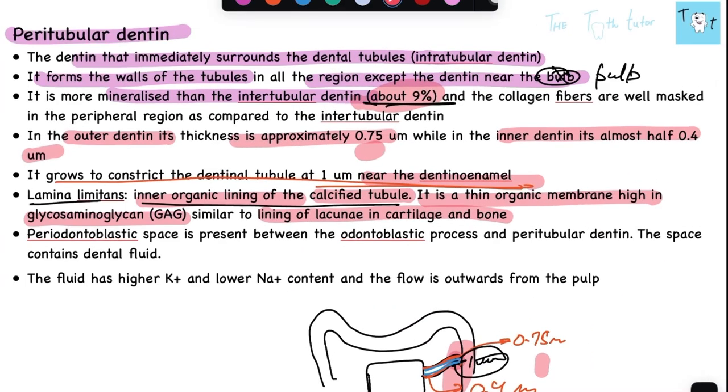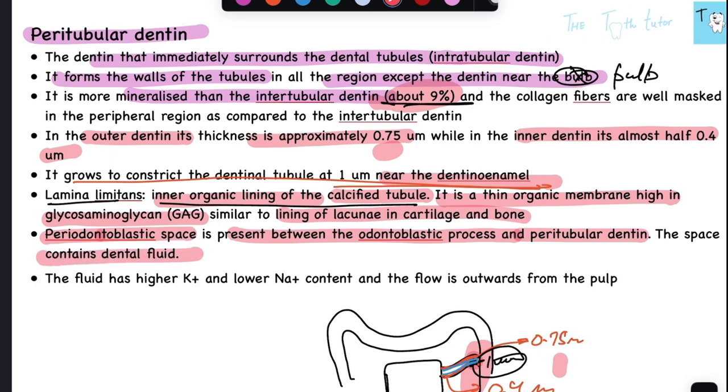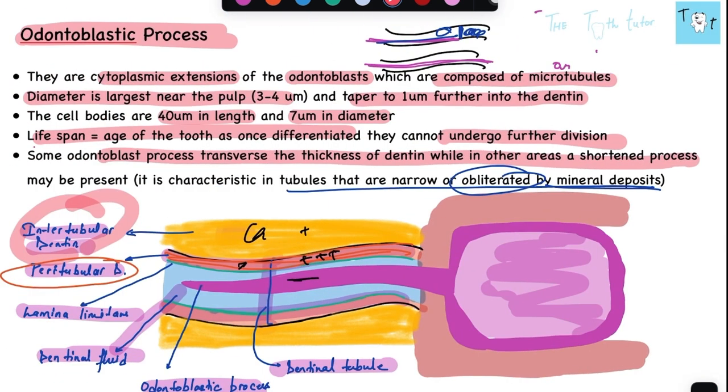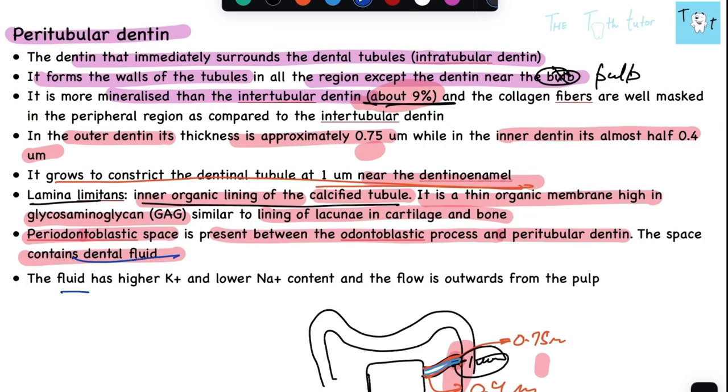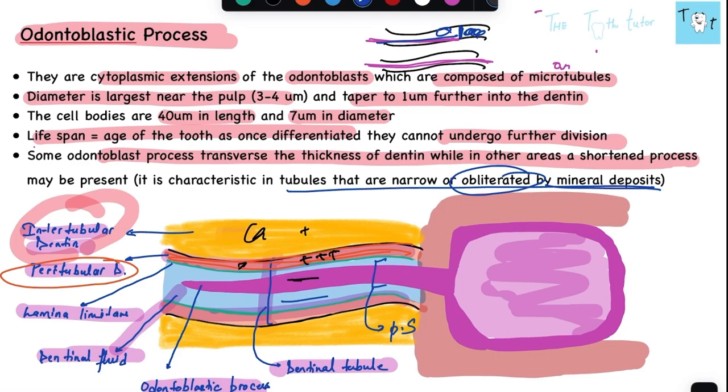Now, the periodontoblastic space is the space that is present between the odontoblastic process and peritubular dentin. The space contains dentinal fluid. So if I go back to this diagram, all this blue space is the periodontoblastic space, and this contains the dentinal fluid. Now the fluid has high potassium and low sodium content, and the flow is outwards from the pulp. So the liquid flows in this direction.